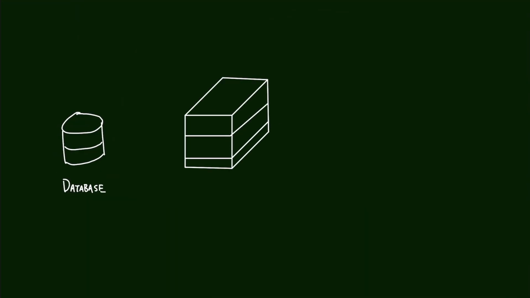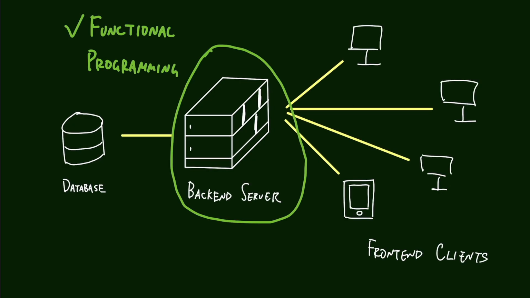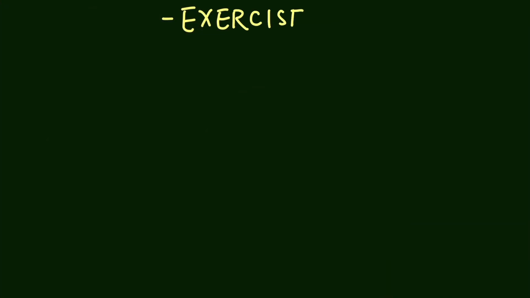Therefore, functional programming is sometimes used in back-end systems where you do not want any errors happening because they are very expensive to fix. Currently, functional programming is used by a handful of notable companies. To illustrate the final point I want to make in this video, let's start with a little exercise.